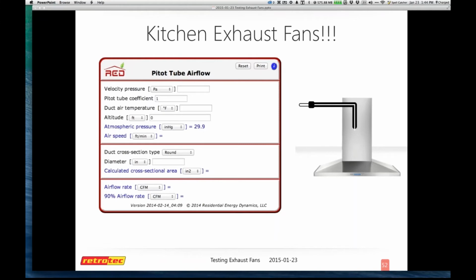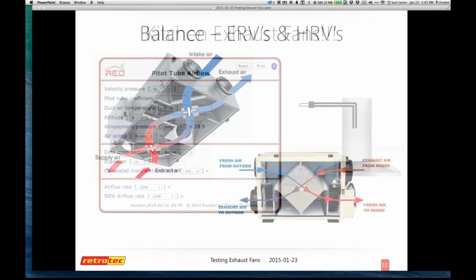Residential Energy Dynamics actually has a simple pitot tube airflow calculation. One of the versions that will be coming out with the DM32 probably this spring will be how you can connect a pitot tube and be able to do this automatically in the gauge. So these are things that we think the smart gauge can do, and we're incorporating those and testing them out as we go. So this is one of our goals, that you'll be able to use a pitot tube directly on the DM32.